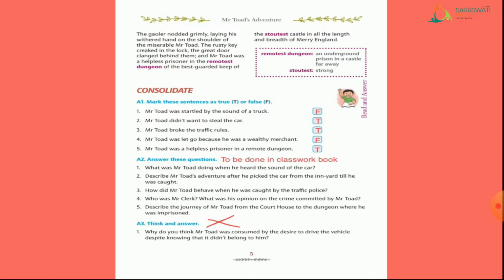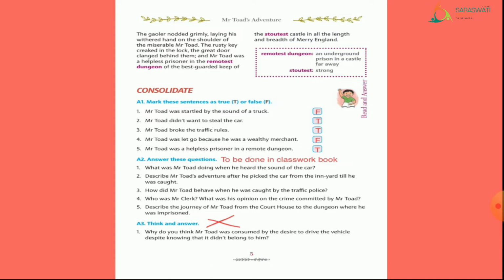Okay, let us go to the next question. How did Mr. Toad behave when he was caught by the traffic police? Mr. Toad was arrogant. He was disrespecting the police officer and told the traffic police that he did not need any license. He also lied by saying that he had only been trying to check the speed limit of the car. Actually, he was excited to see how much speed the car can gain. So he lied to the police officer that he was just checking the speed limit.